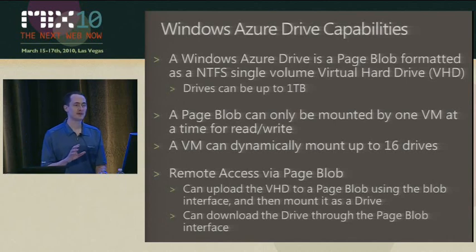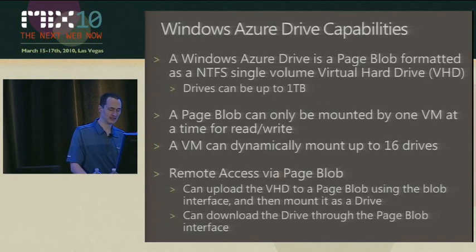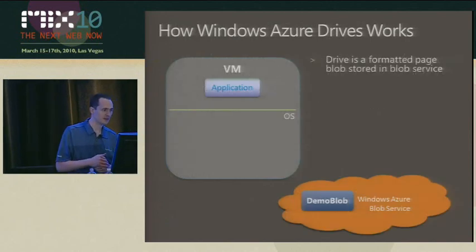Now, one of the nice things about this is that since the page blob is actually the mounted drive over the network, you can use the page blob interfaces to copy VHDs and upload them into the cloud. And for the drives that you're using in the cloud, you can download them via the blob interface and look at them locally. The drive interface is naturally integrated with the blobs, because they are the blobs.